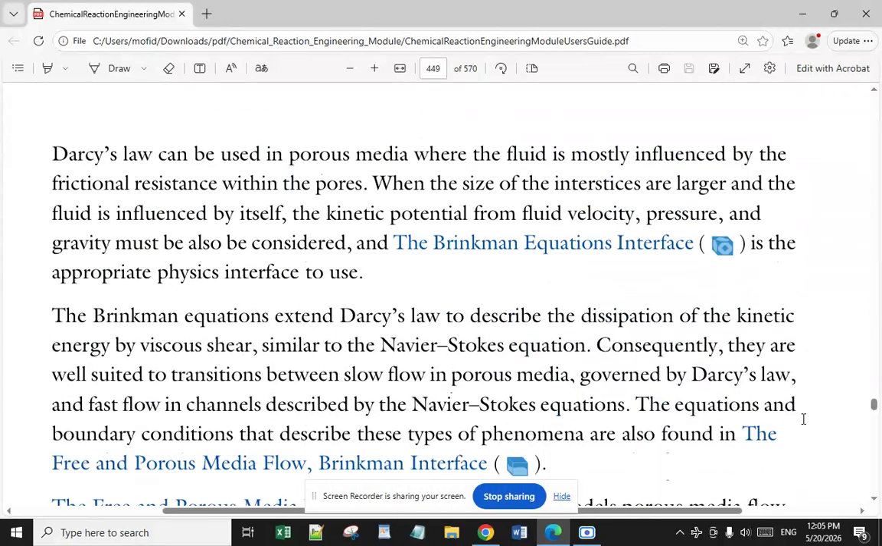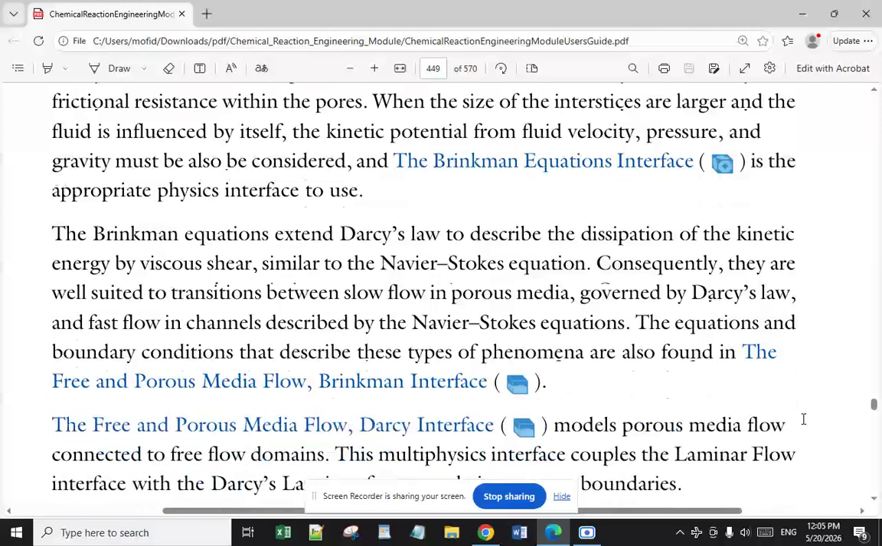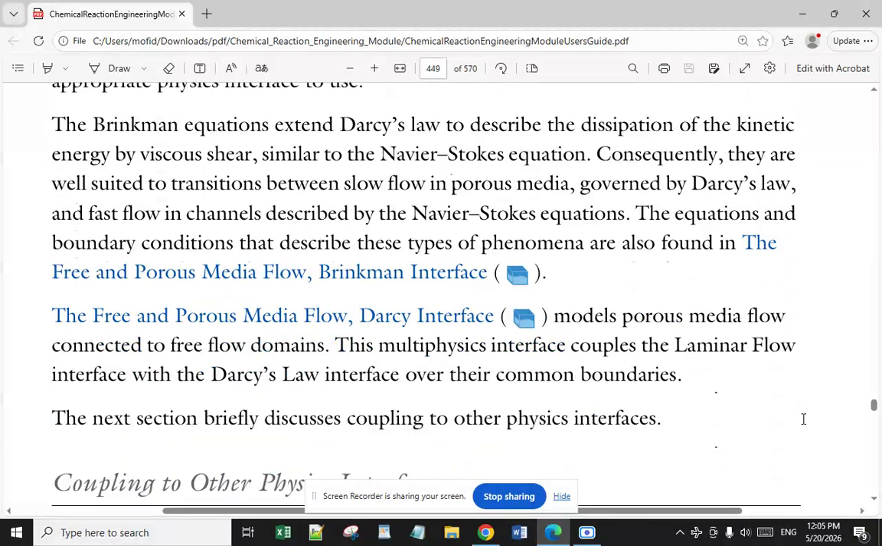Darcy's law can be used in porous media where the fluid is mostly influenced by the frictional resistance between the pores. When the size of the interstices is larger and the fluid is influenced by itself, the kinetic potential from the fluid velocity, pressure, and gravity must also be considered. The Brinkman Equations interface is the appropriate physics interface to use. The Brinkman equations extend Darcy's law to describe the dissipation of kinetic energy by viscous shear, similar to the Navier-Stokes equations. Consequently, they are well suited to transitions between slow flow in porous media governed by Darcy's law and fast flowing channels described by the Navier-Stokes equations.